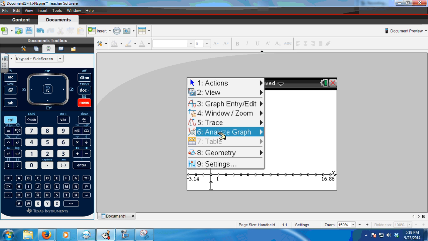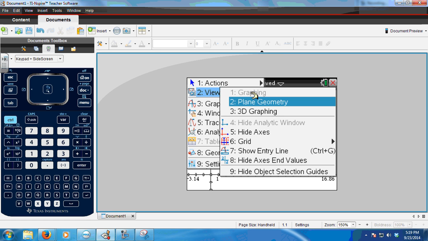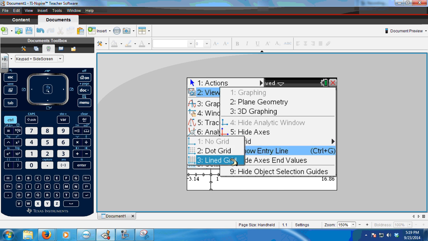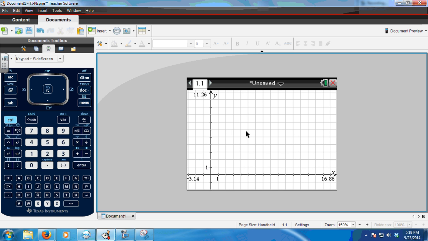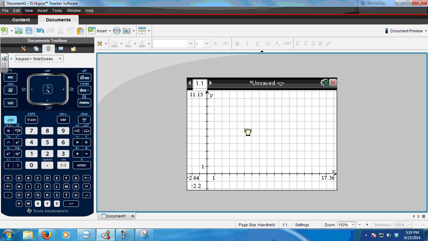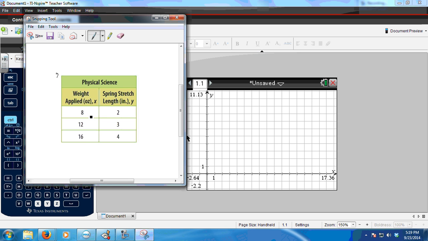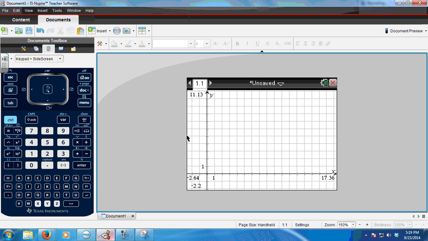Now I'm going to change the view and I'm going to add my grids. If you've seen my other video about how to dilate using your TI, then you know why I'm going to do this. Now I'm going to plot those points accordingly to where they're at. So the first point is 8, 2. X is 8, Y is 2. So I'm going to plot that on my grid here.